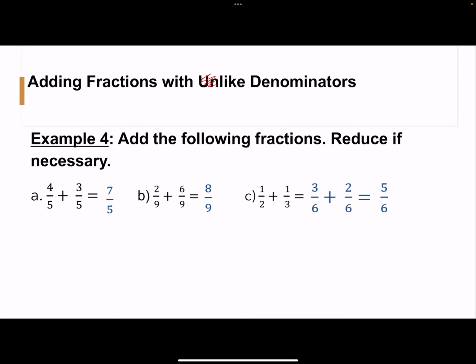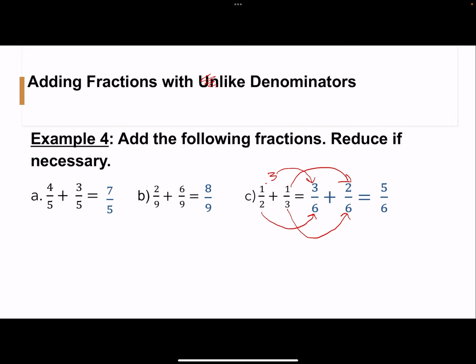For 1/2 and 1/3, we need to convert this to our common denominator of 6. 6 is the first multiplication fact that 2 and 3 have in common. 2 times 1, 2 times 2, 2 times 3, 3 times 1, 3 times 2. So what do I multiply 2 by to get 6? 3. So 1 times 3 is 3. What do I multiply 3 by to get 6? That would be 2. So 1 times 2 is 2. So an equivalent fraction to 1/2 that has a denominator of 6 is 3/6. An equivalent fraction to 1/3 with a denominator of 6 is 2/6.